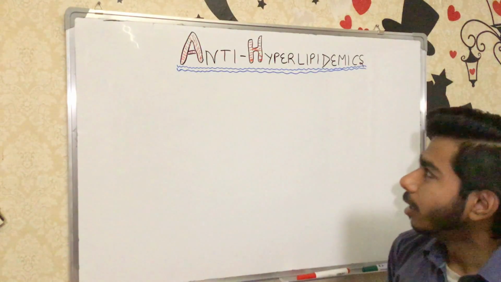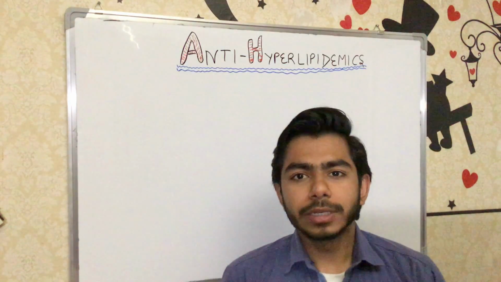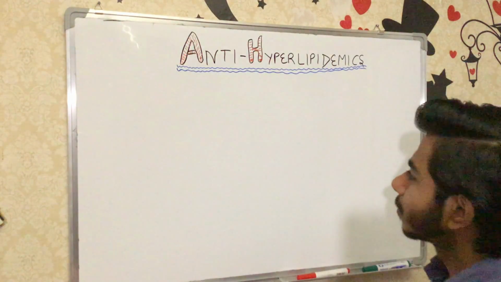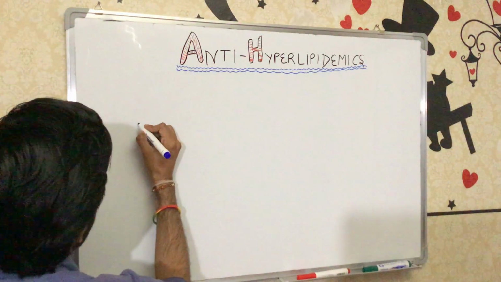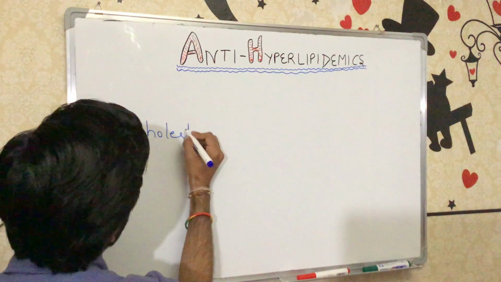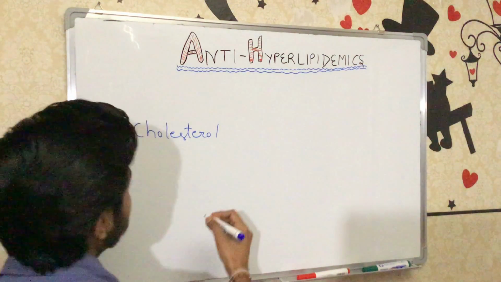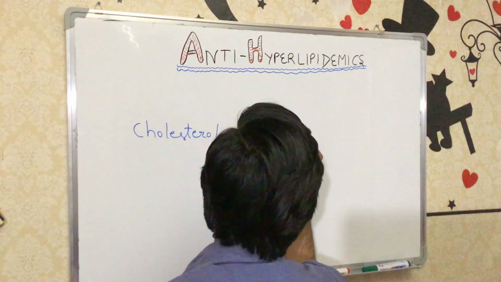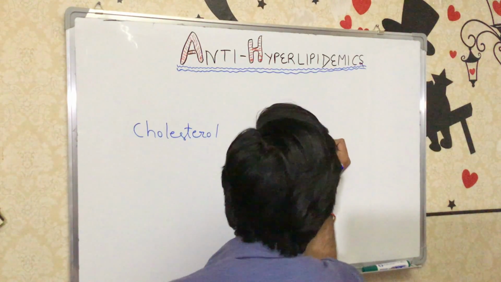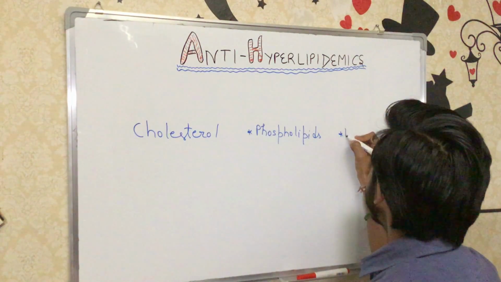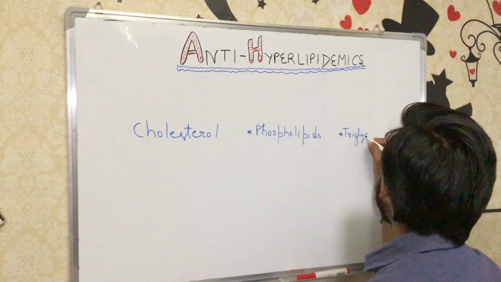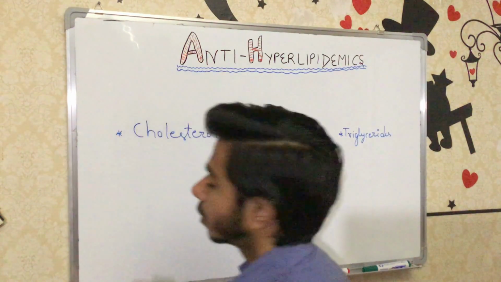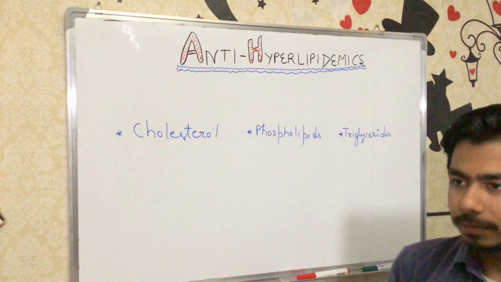Further, the lipids are of three types. Lipids can be found in the form of cholesterol, phospholipids, and triglycerides. So these are the three forms in which the lipids can be found in our blood.